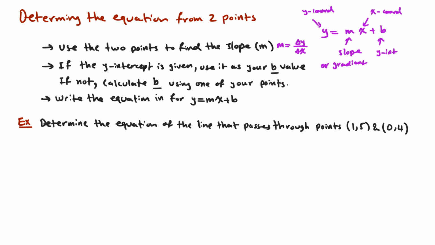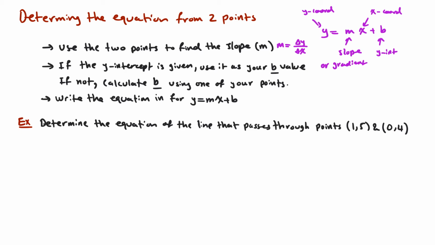If the y-intercept is not given to you, then you have to calculate b using one of your points. And we will demonstrate that through this example over here. This example says to determine the equation of the line that passes through points 1, 5 and 0, 4.